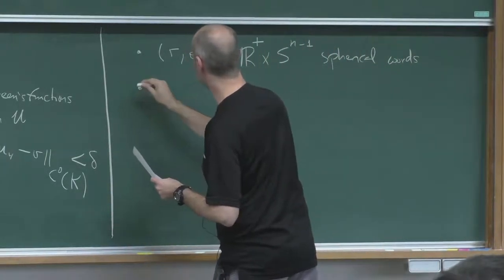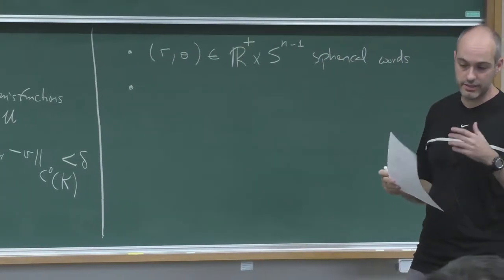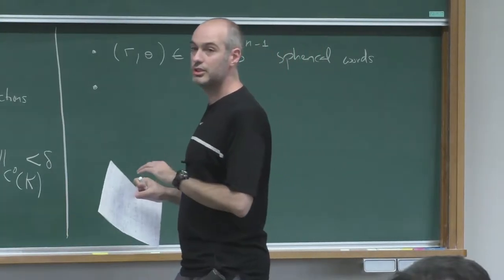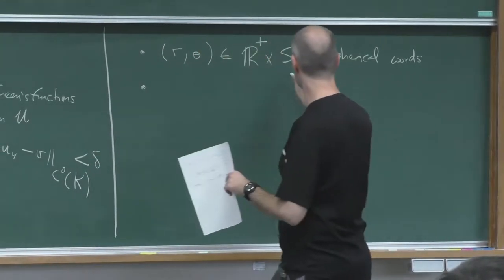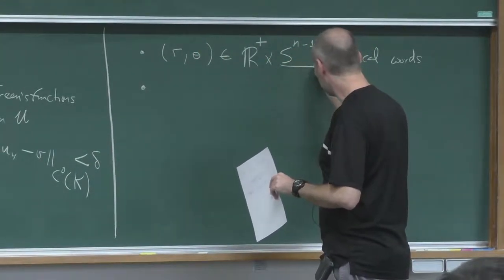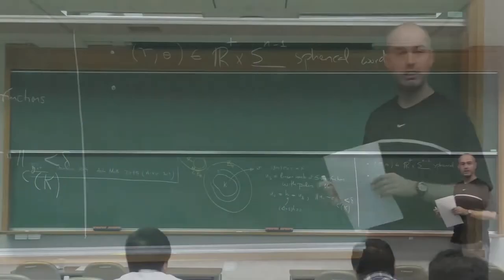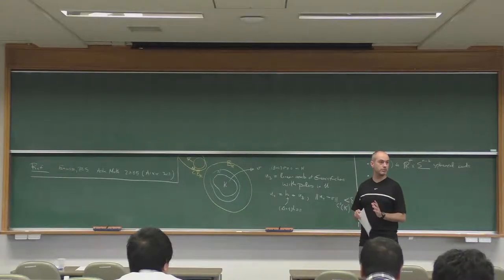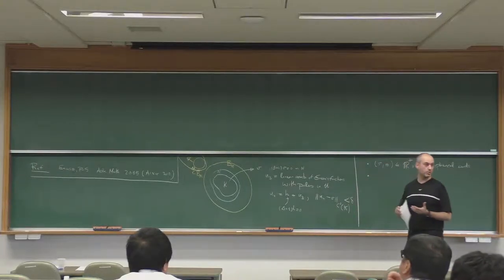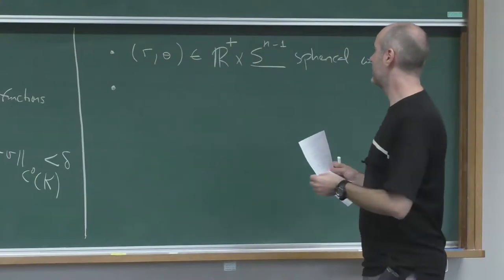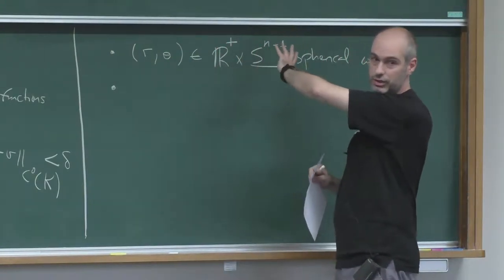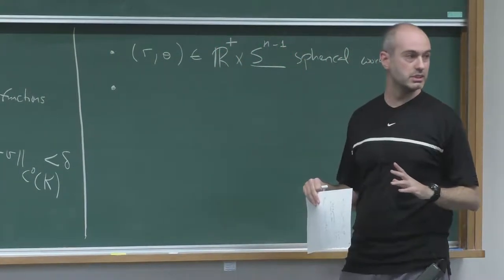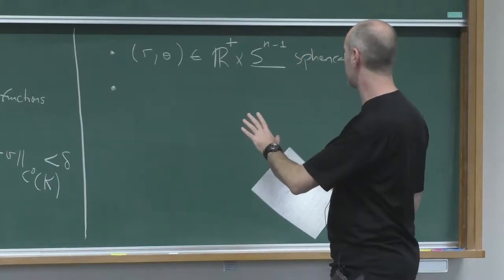And now, a second ingredient is that any function on the n minus 1 dimensional unit sphere has a natural basis. The basis is spherical harmonics. You can write any function as a sum, in the L2 sense, of spherical harmonics.